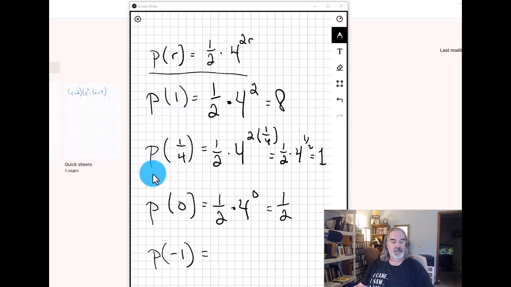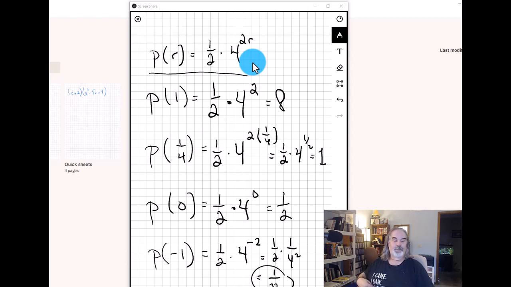And then P of -1, just to finally get a negative number up there, we got the 1/2 in front. If we put in r equals -1, the exponent now is going to be 2 times -1, which is -2. Negative exponent means invert. So this will be 1/2 times 1 over 4 squared. And that'll be 1/2 times 1/16. Altogether, that's 1 over 32.